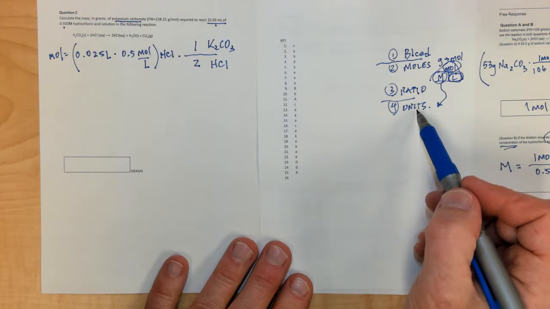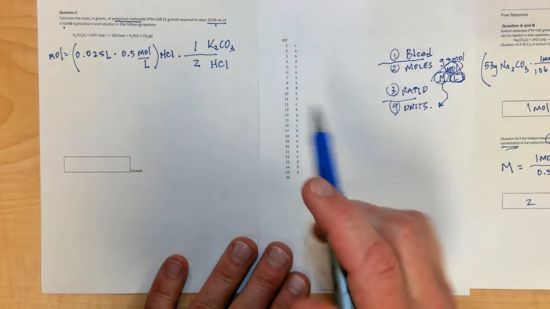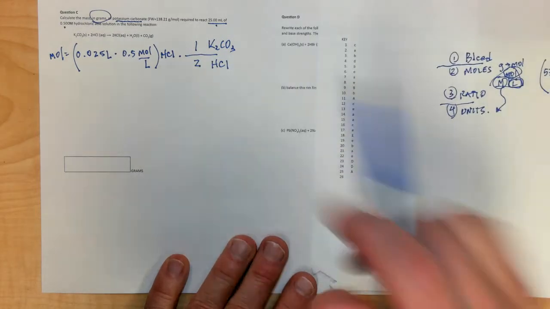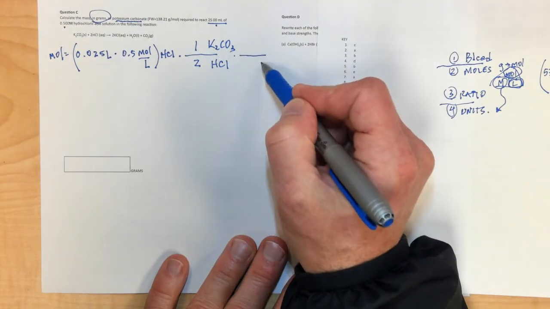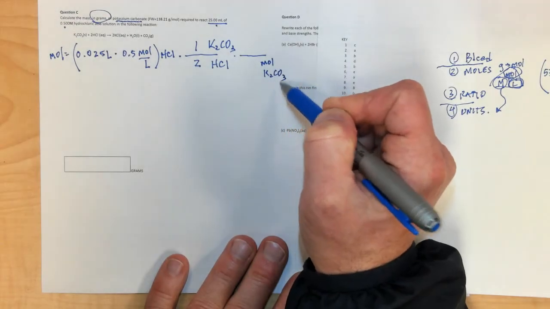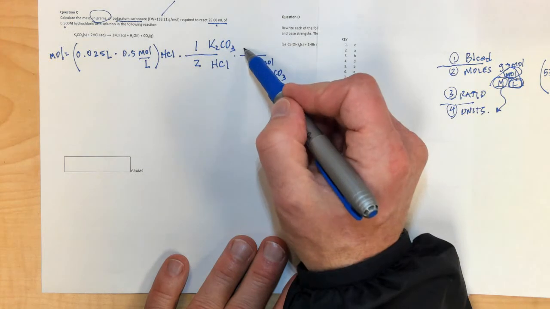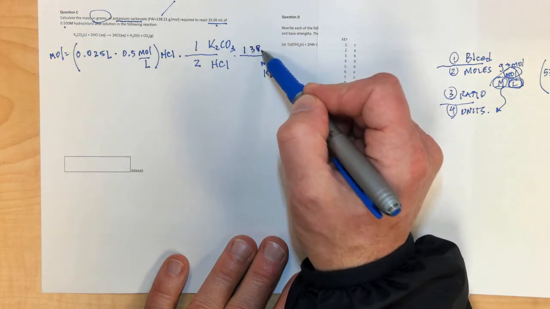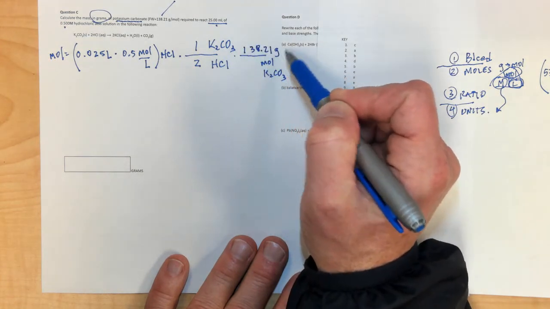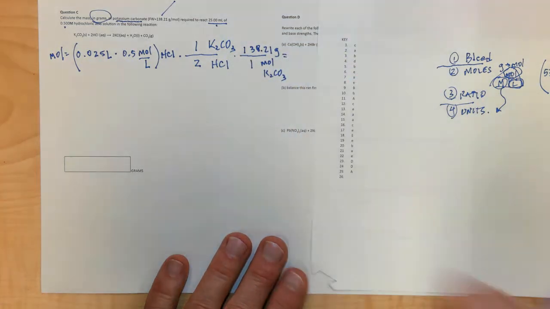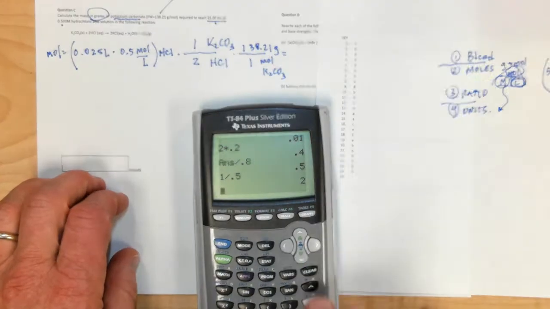And then last step, convert to the asked for units, and in this case it's asking for the grams. So last step, put a multiply sign, put a line, put moles of K2CO3 in a position where it's going to cancel. They give us the formula right here. So there are 138.21 grams in 1 mole of K2CO3. Let's multiply those all together at once.